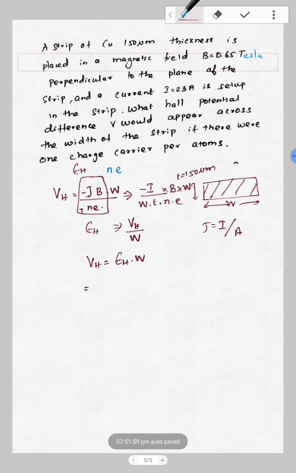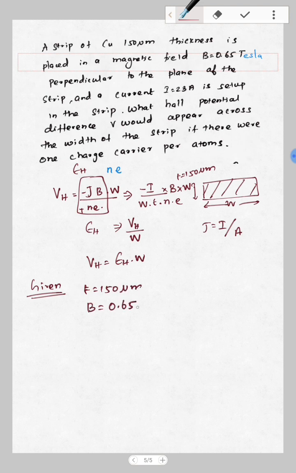So in this problem, what is given? T is given as 150 micrometer, B is given as 0.65 Tesla, and current is given as 23 amps. Which is the correct formula to use? The Hall field equals minus I into B divided by n, the number of electrons, and the charge of the electron, into the thickness of the conductor. So this W and this W will cancel out.